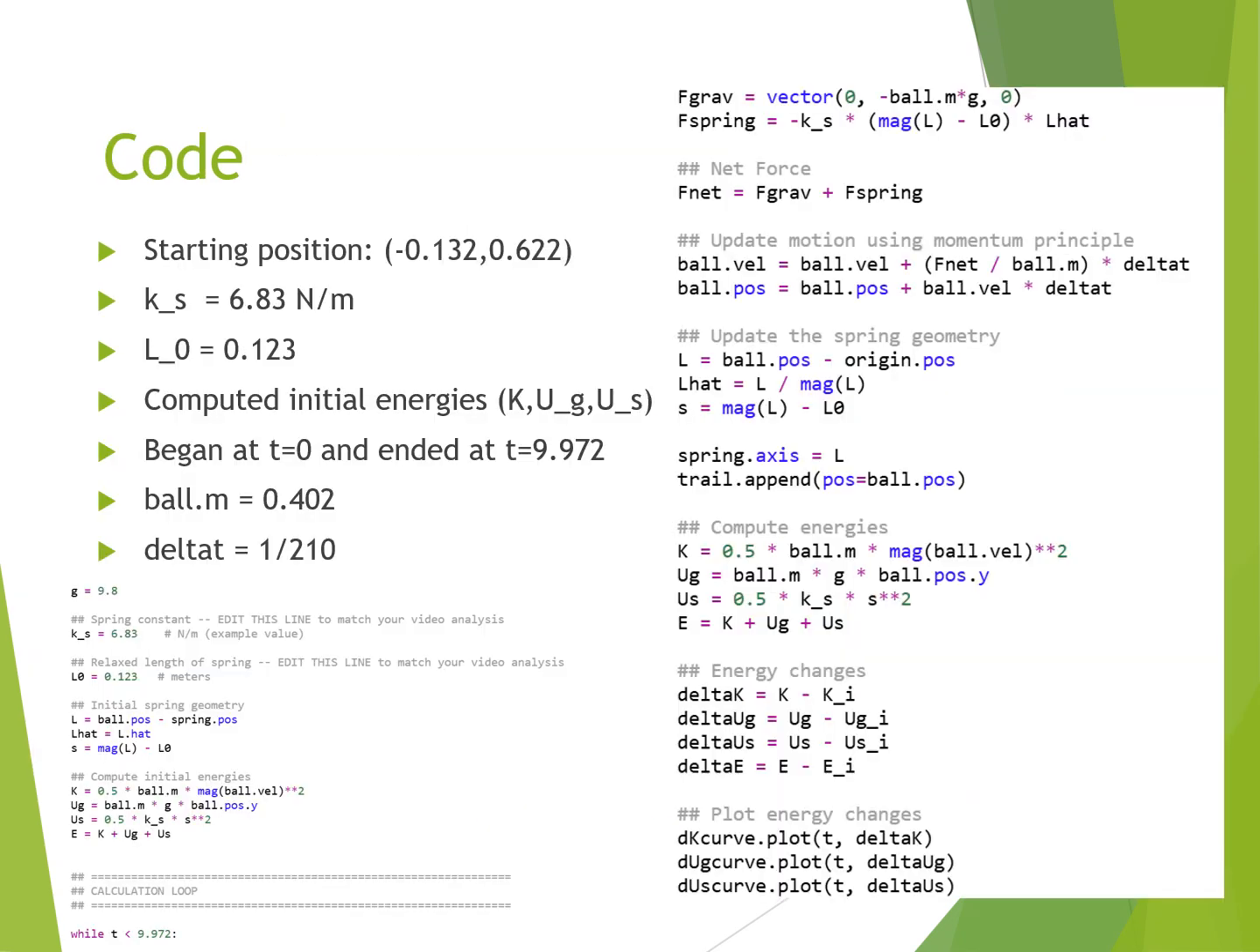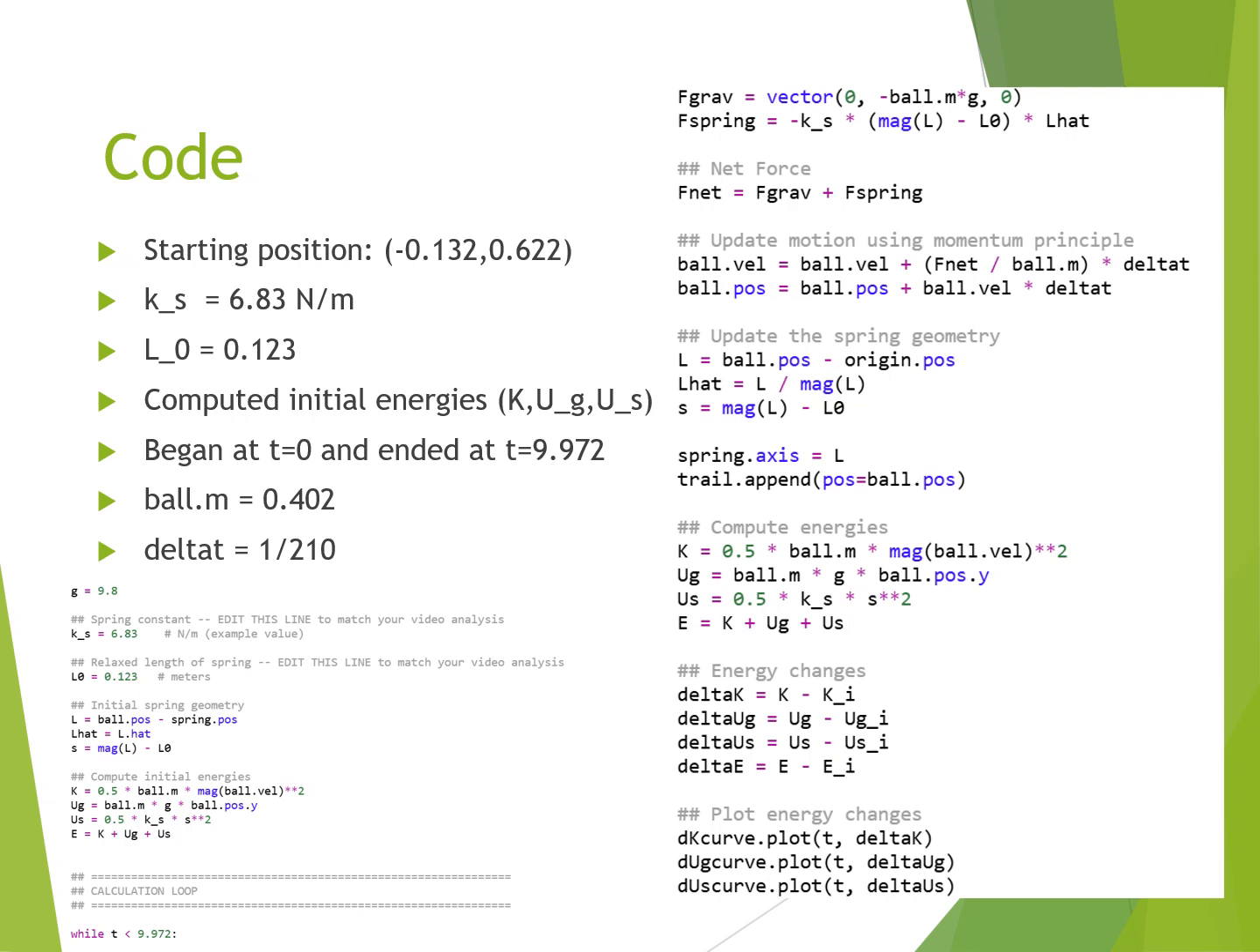The code. So my mass started at negative 0.132 in the X direction and positive 0.622 in the Y direction. The spring constant was 6.83. The initial unstretched length of the spring was 0.123 meters, and I computed the initial energies, K, gravity potential, and spring potential. I began at t equals 0 seconds and ended at t equals 9.972 seconds. The ball mass was 0.402, and the delta t was 1/210.